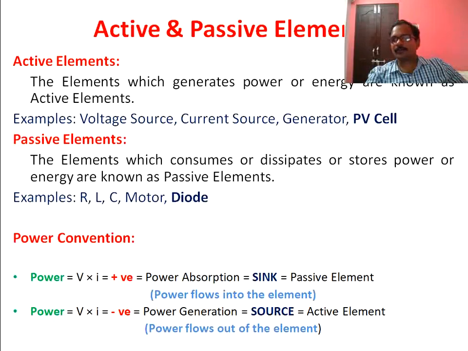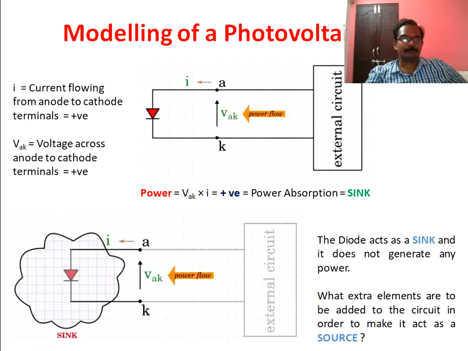A diode cannot produce power, but the solar panel made up of the same materials can produce power. How? That is our point of interest now. Now let's discuss it. Let's take a diode. PV cell means a diode. The positive side, P side, is the anode, and the negative side, N side, is called the cathode. Now because it's a diode, it's a passive element, power has to flow into it.